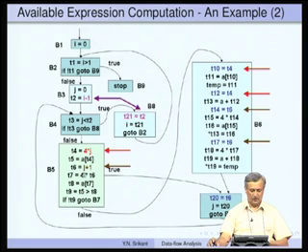The same is true for j plus 1. So, T6 equal to j plus 1. So, we have replaced the j plus 1 at these points by T6. Okay. So, this is the GCSE that we did after the available expression computation itself.